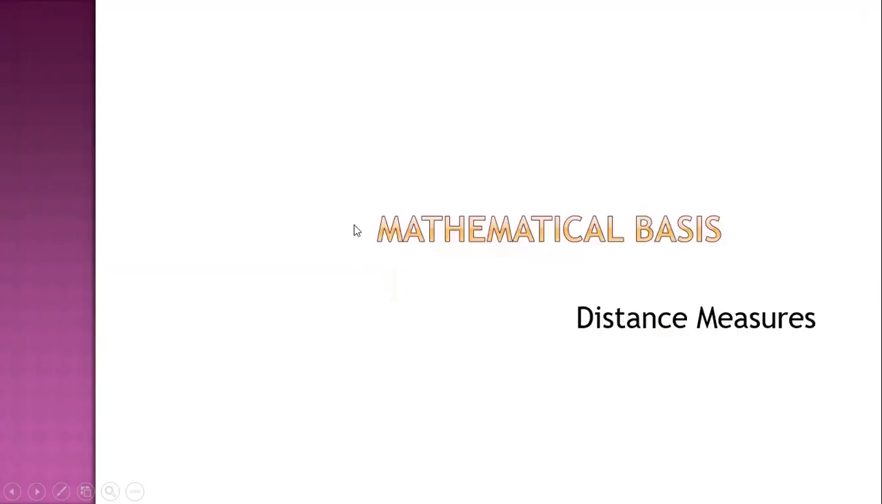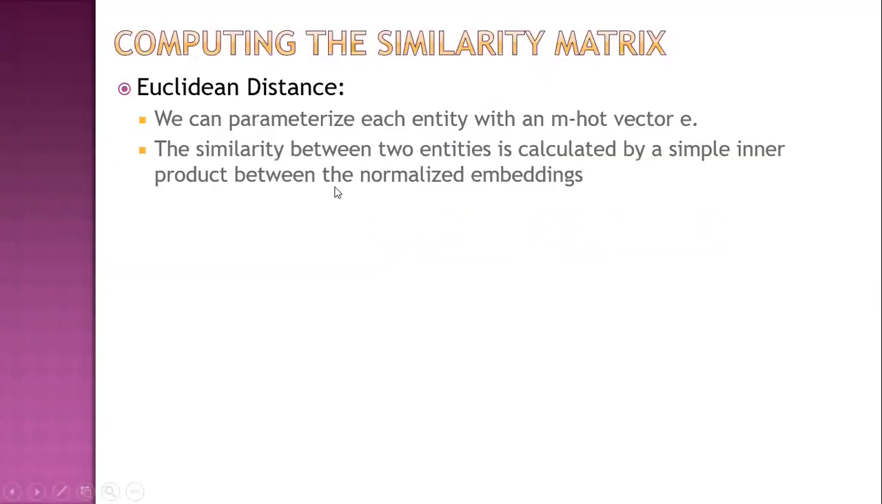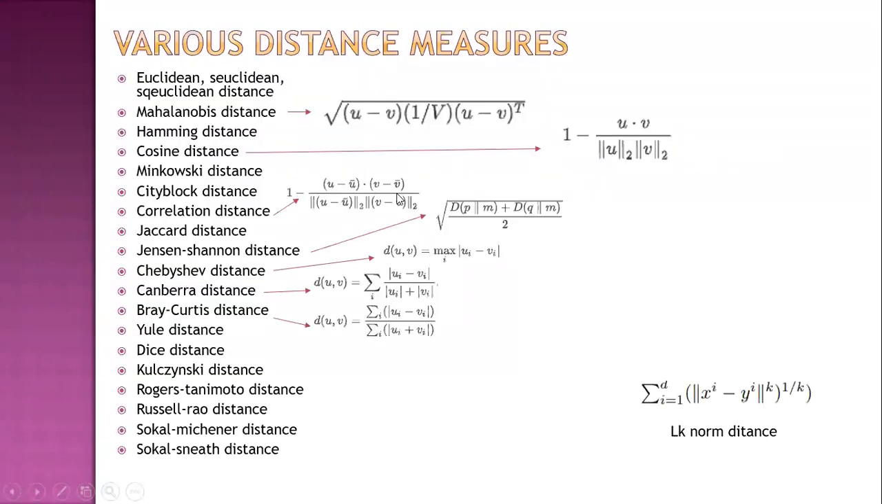Then the mathematical basis, as we have seen: the similarity measure is usually the distance measure between feature vectors. The most commonly used distance is Euclidean distance. We can parameterize each entity. Then the similarity between two entities is calculated by a simple inner product between the normalized embeddings. So this is a definition of Euclidean distance, but there are many other distances.